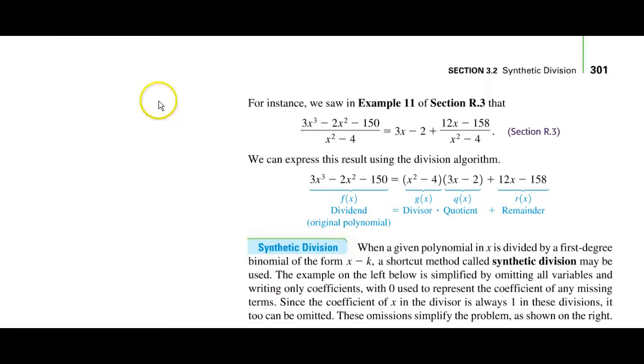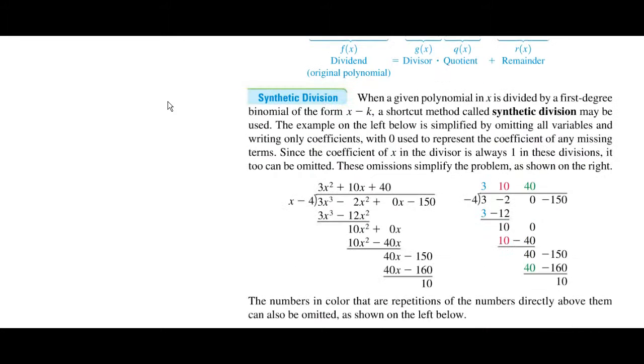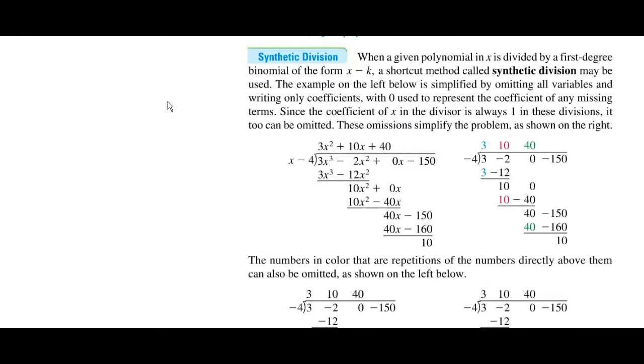So let's look at it here. Again, I think they're making it difficult. So let's look at the process of synthetic division.